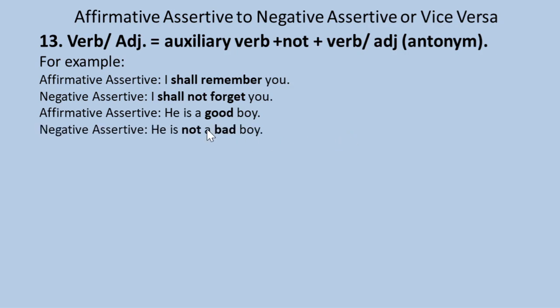Affirmative assertive, he is a good boy. Negative assertive, he is not a bad boy. So here negative is not, and the antonym of good is bad.